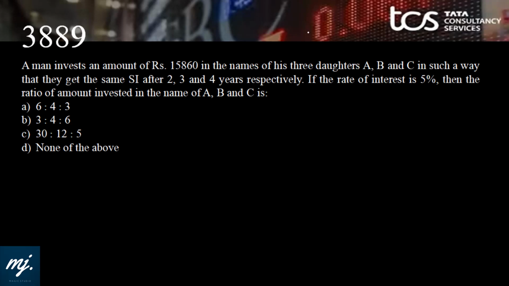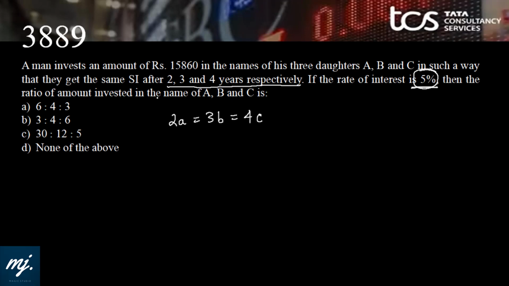Okay, this question is also in the line of the previous question. Let's see. A man invests an amount of 15,860 in the names of his 3 daughters A, B, C in such a way that they get the same simple interest after 2 years, 3 years and 4 years respectively. And if the rate of interest is 5%, since it is constant, we can simply say that 2A = 3B = 4C.